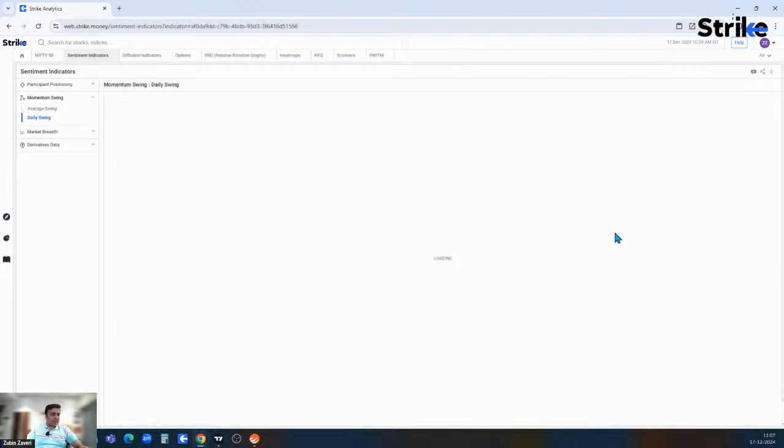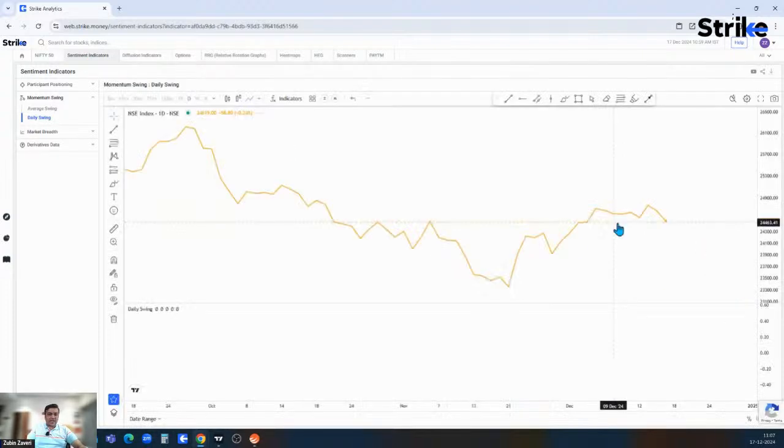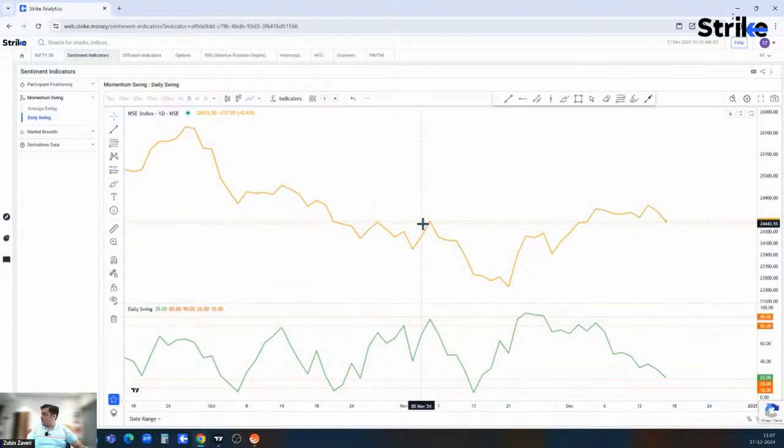So probably, if Nifty goes sideways, the daily swing indicator can come down, and after that, when Nifty picks up momentum and the daily swing indicator starts bouncing back from the oversold territory, that time we may see some big bounce back happening in the markets.